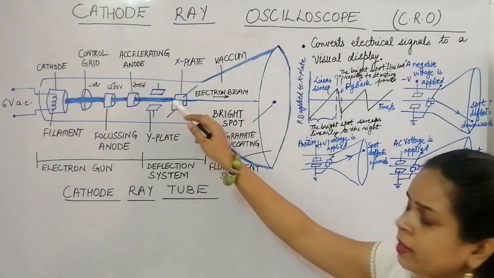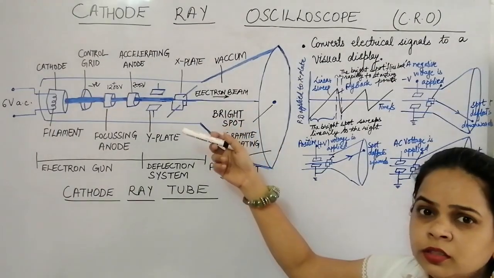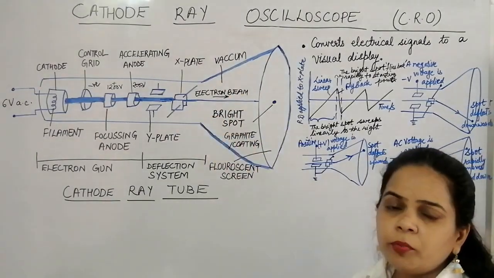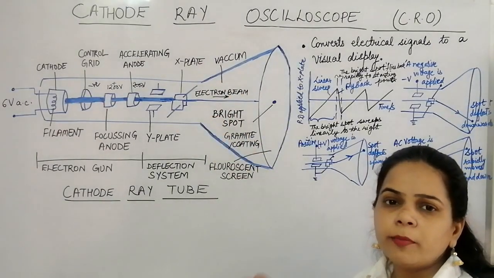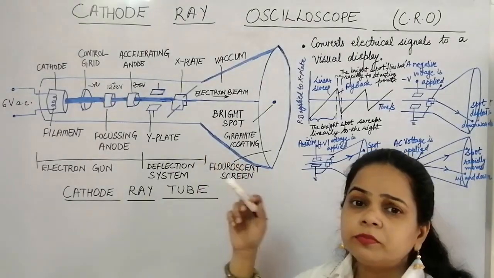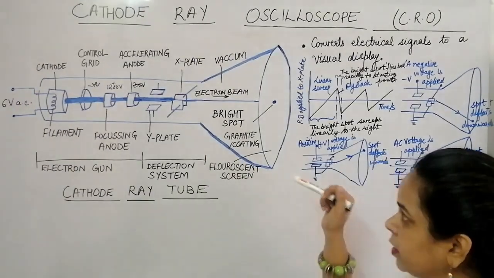So now when the electron beam crosses the two plates, it depends upon us how much voltage we are applying, whether we are applying voltage to the Y plate, or to the X plate, or to both the Y and X plates. On that value the electron beam will strike the screen.